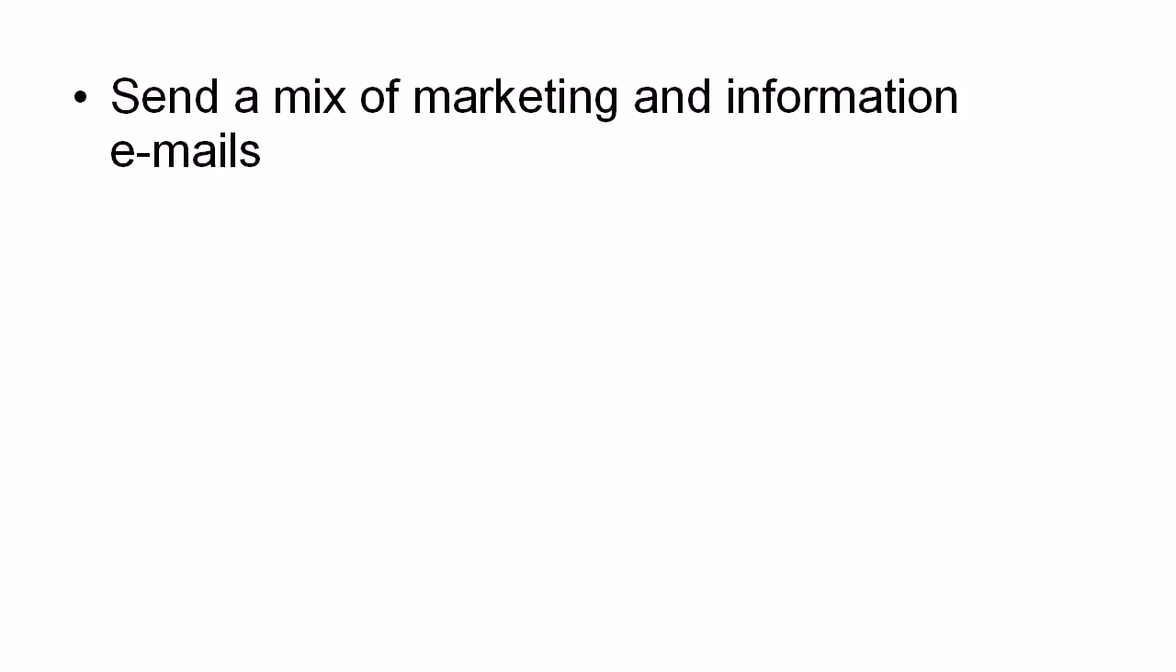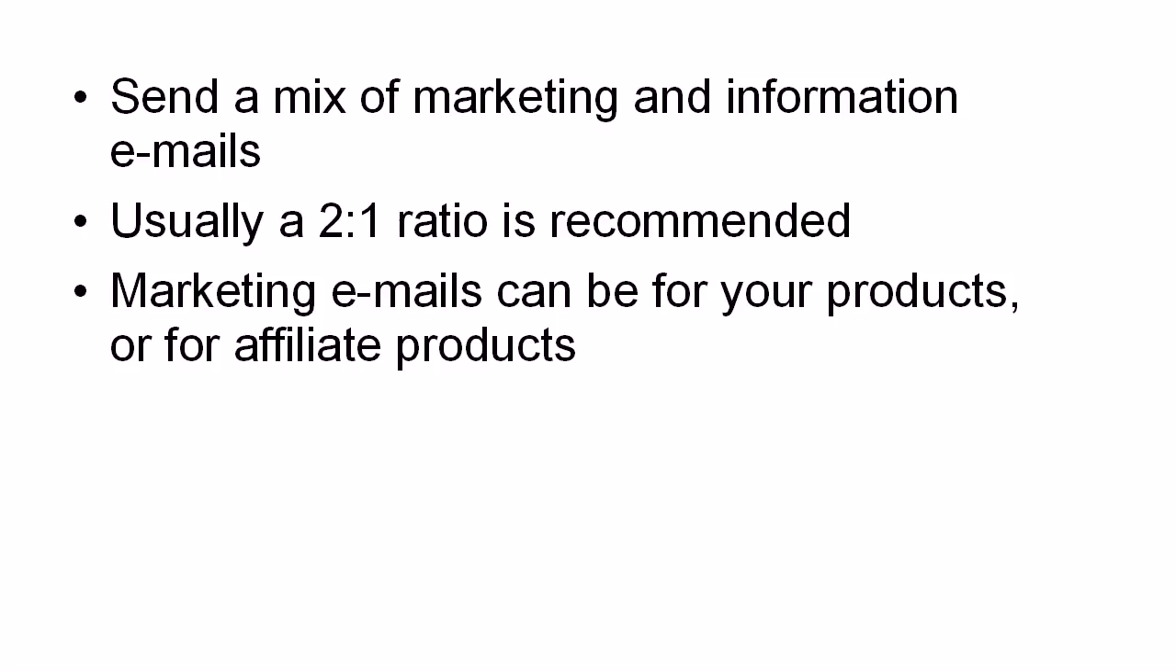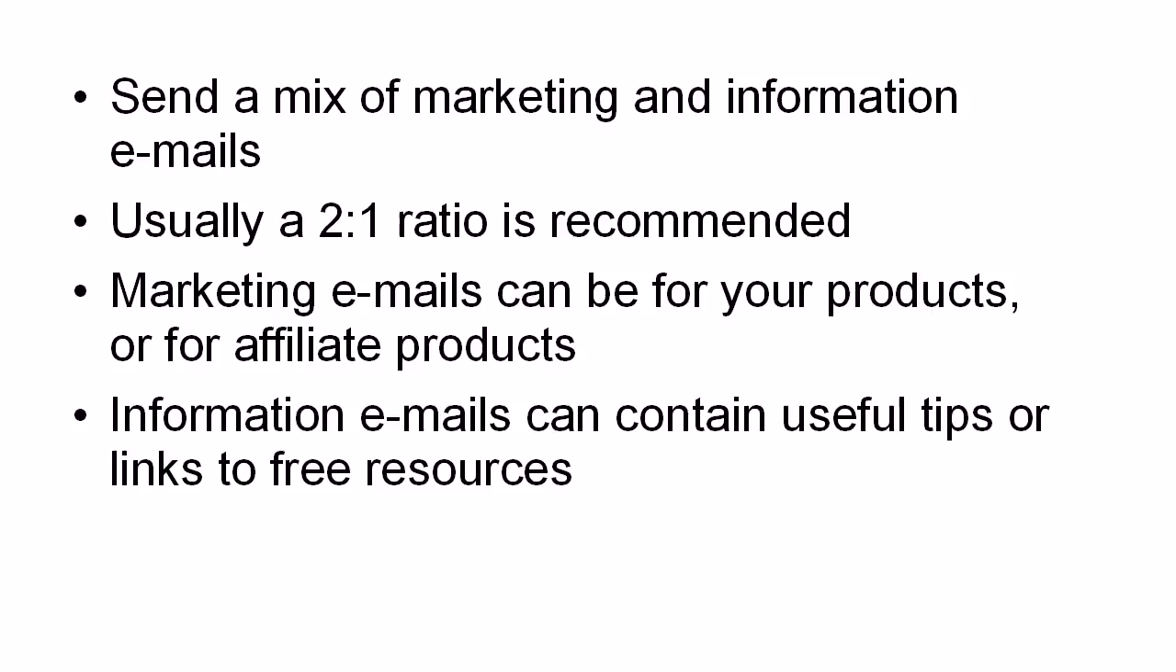Generally, whether you're doing an e-course or whether you've sent out a report or an e-book or something like that, your follow-up series wants to be a mix of marketing and information emails. And most people recommend a 2-to-1 ratio. That's 2 sales emails for 1 information email. And the marketing emails can be for your products or they can be for affiliate products. Now, the information emails can contain useful tips or they can also contain links to free resources.